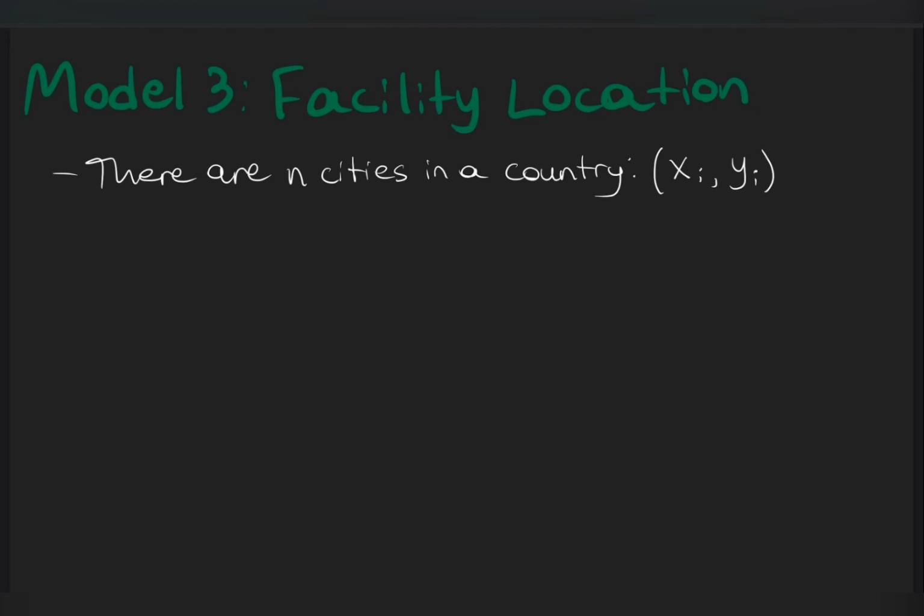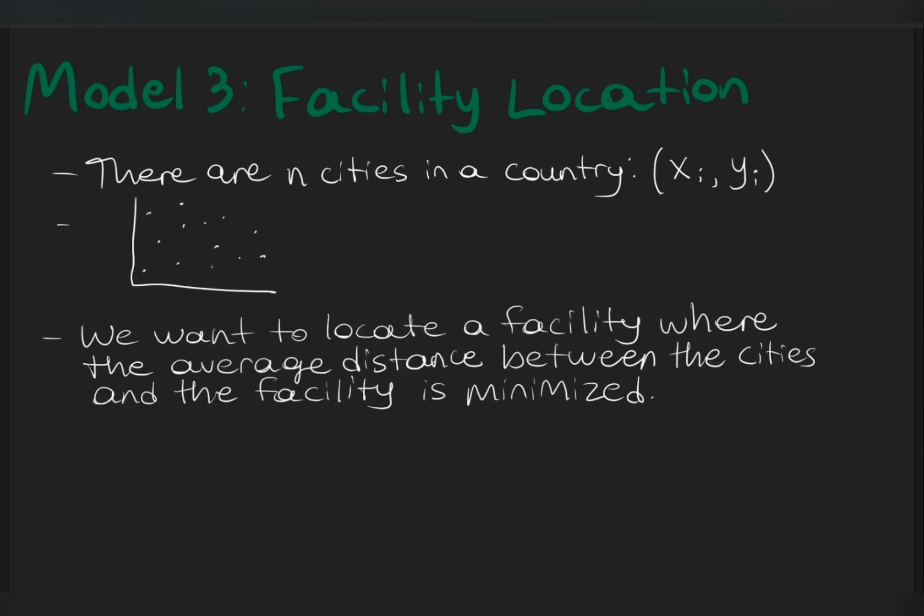There are n cities in a country, and their locations can be shown as xi and yi. i is for each city. So when i equals 1, that's the first city, which has a location of a certain number, which could be 1 comma 4. For example, this city right here could be the first city, and the coordinates could be 1 comma 1. Over here, this could be the 8th city, so i would equal 8, and the coordinates would be maybe 6 comma 4 or something like that.